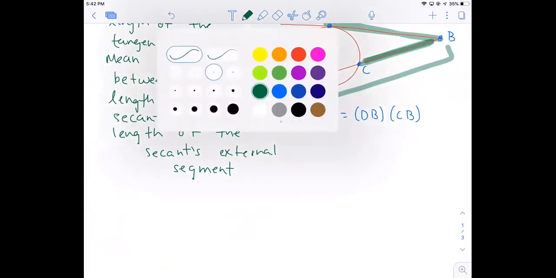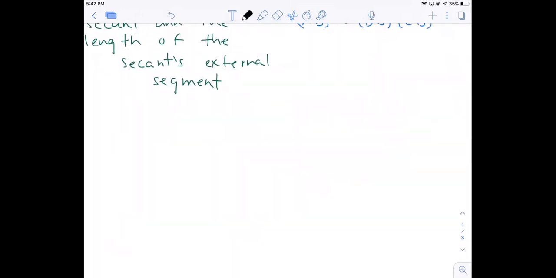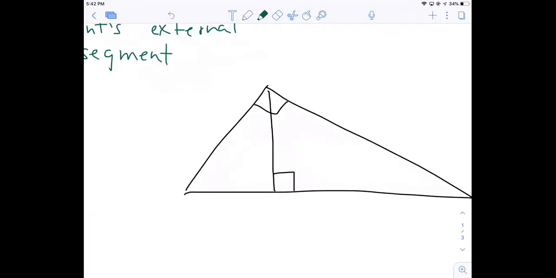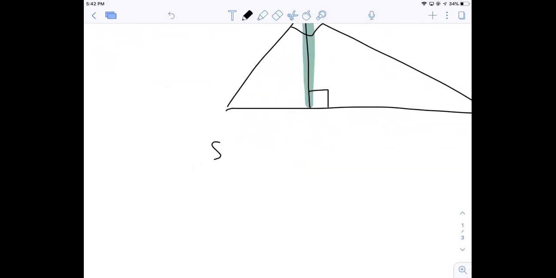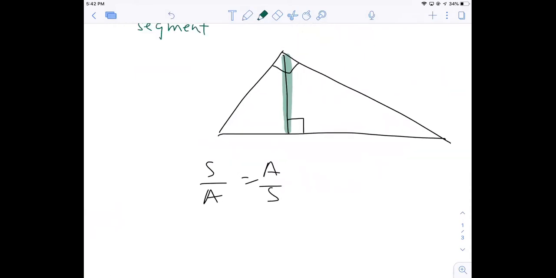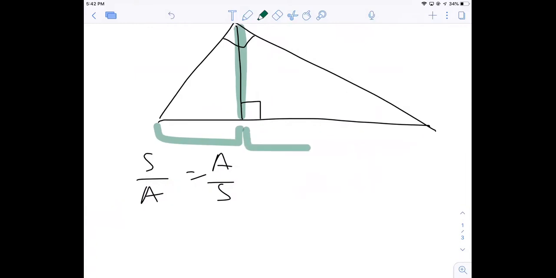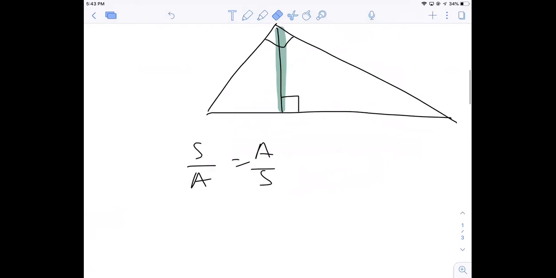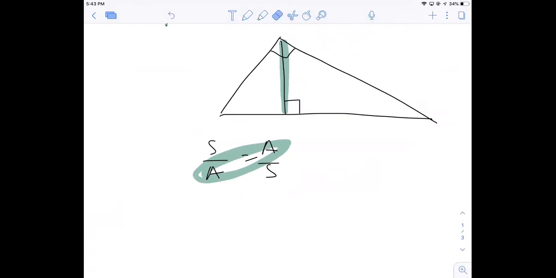Well, first of all, what is a mean proportional? We studied mean proportionals when we did Hills and SAS. So hopefully you remember, if you have a right triangle and you drop an altitude, we make two similar right triangles. And what we saw was that this altitude was a mean proportional, right? SAS. This altitude was the mean proportional between the two segments of the hypotenuse. So this A was the mean proportional or the geometric mean between those two segments of the hypotenuse.